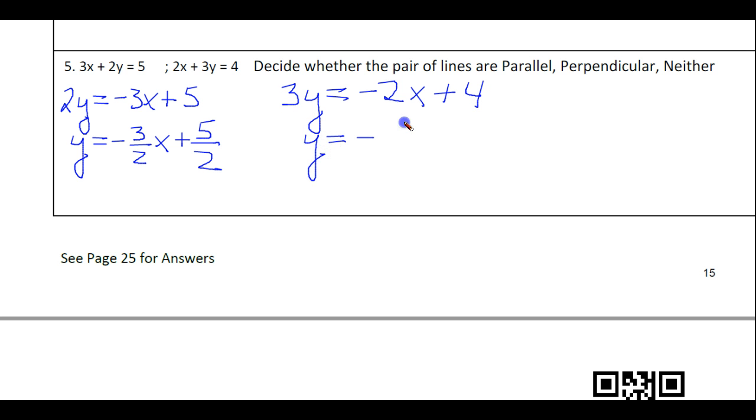Y equals negative 2/3 x, and this is going to be plus 4/3. Compare your slopes. This is a negative 3/2. This is a negative 2/3. Again, the slopes are not the same. They are reciprocals of each other, but that gives you a positive one. So this is another neither.